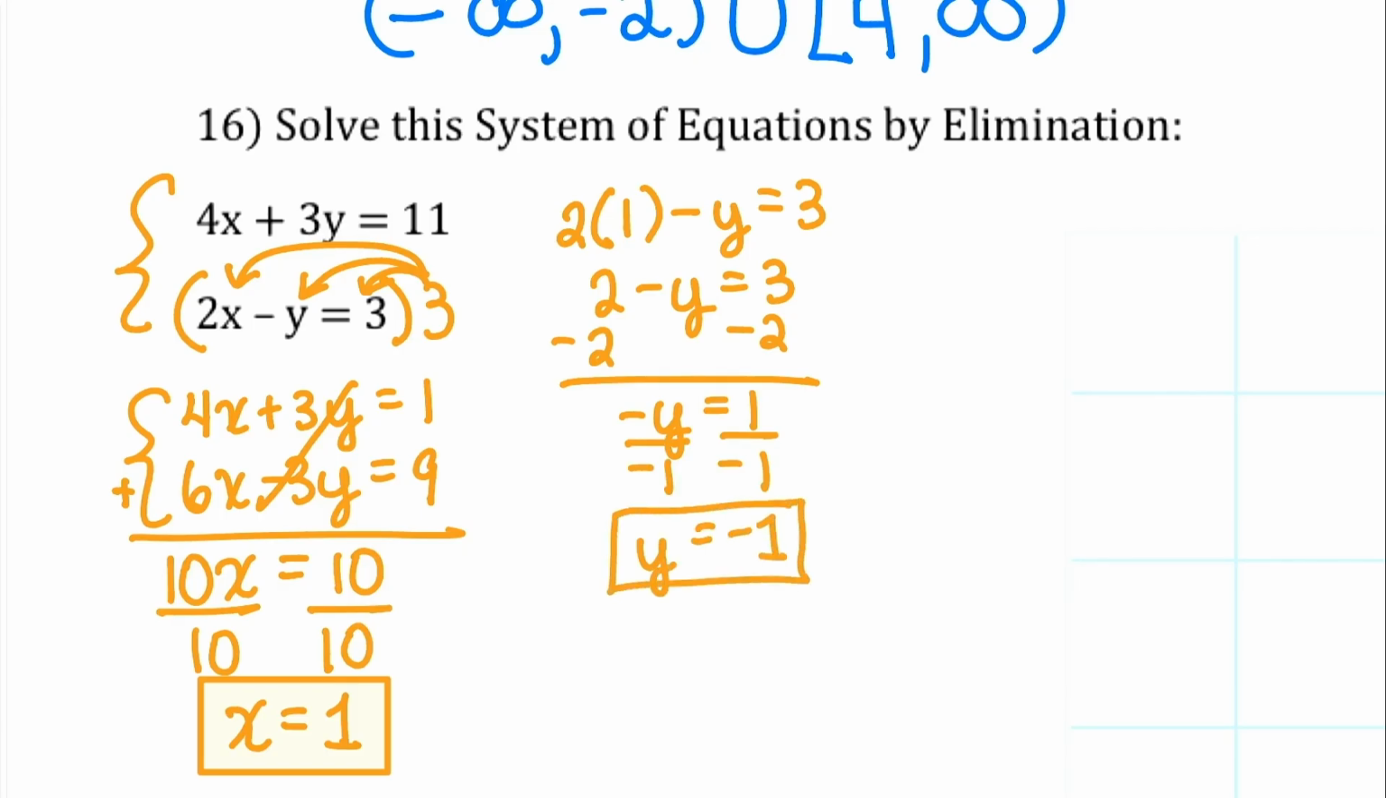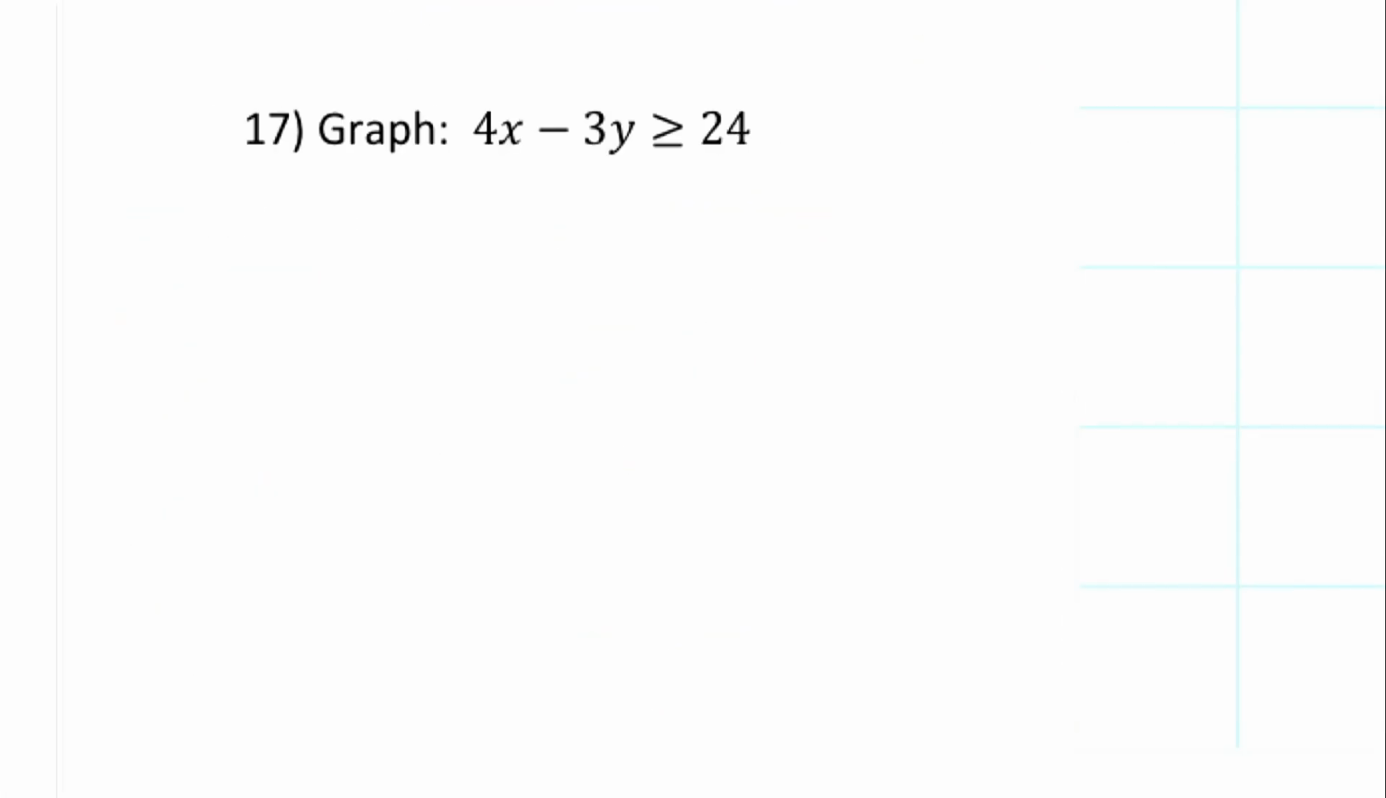So our solution is going to be y equals negative 1. You also can write it like this too. Now we're going to graph this inequality. We have 4x minus 3y is greater than or equal to 24. First thing we want to do is get it in the format of y equals mx plus b. So we are going to solve this equation for y.